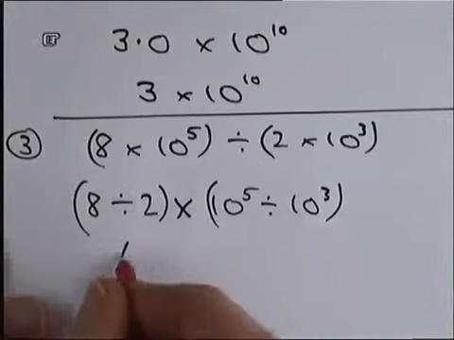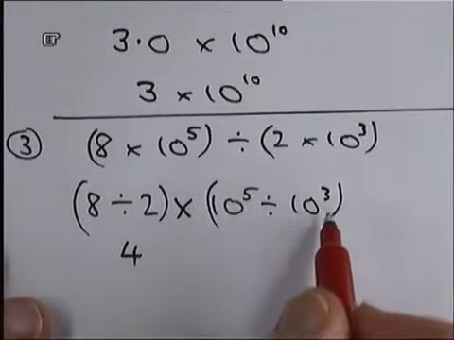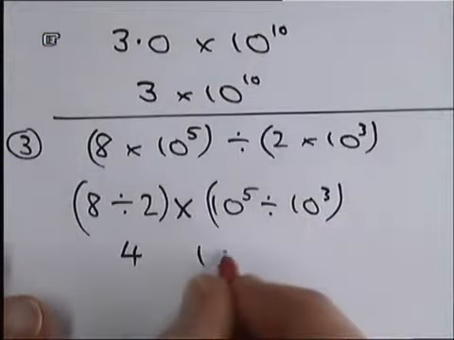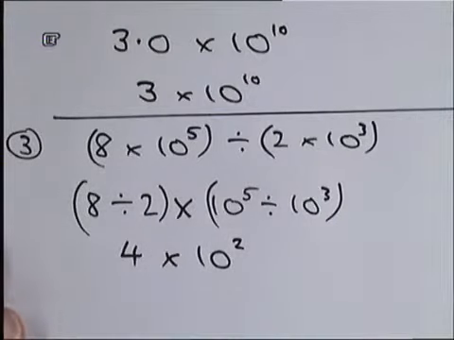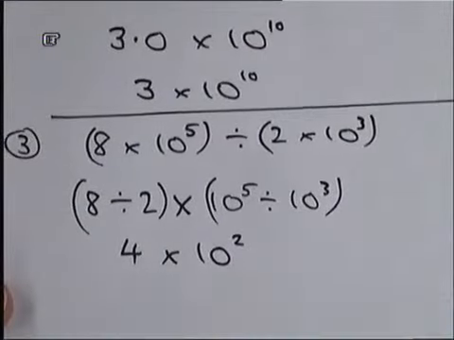8 divided by 2 is 4. 10 to the power of 5 divided by 10 to the power of 3. Because we're dividing, I do a taking away with the powers. That's 10 to the power of 2. Put that times sign in. There's my answer. Just check that that is between 1 and 10, and it is. So there's my answer to that question in standard form.